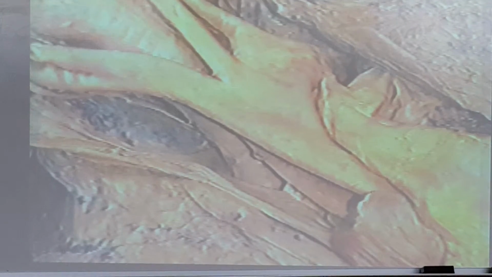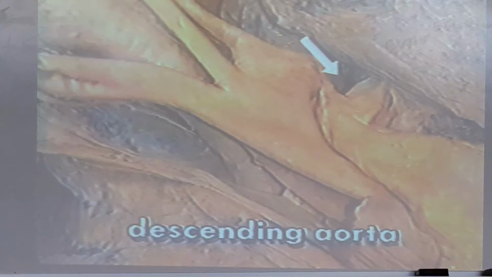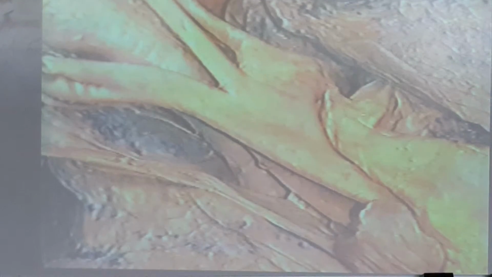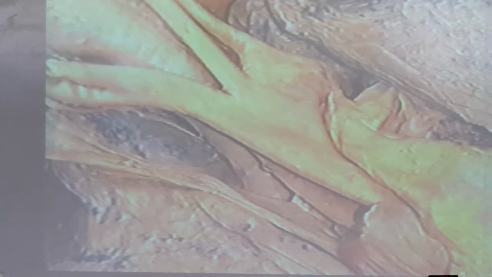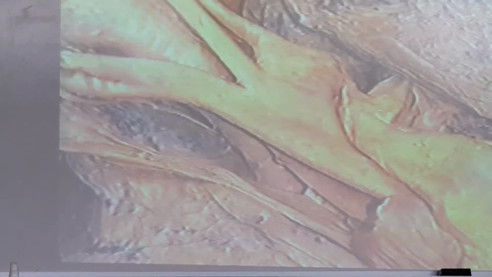The distal portion of the aorta is the descending aorta. It travels behind the heart in the thorax as the thoracic aorta, and then continues into the abdomen as the abdominal aorta.